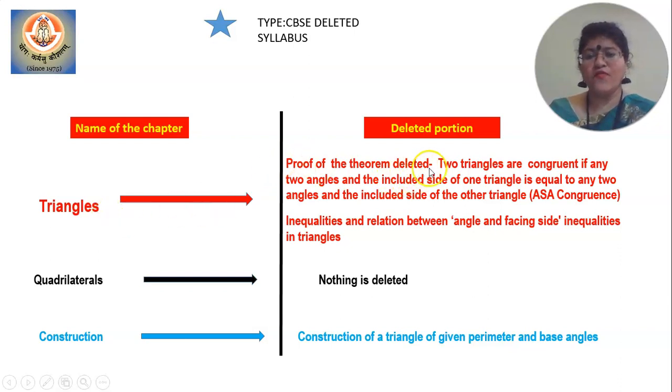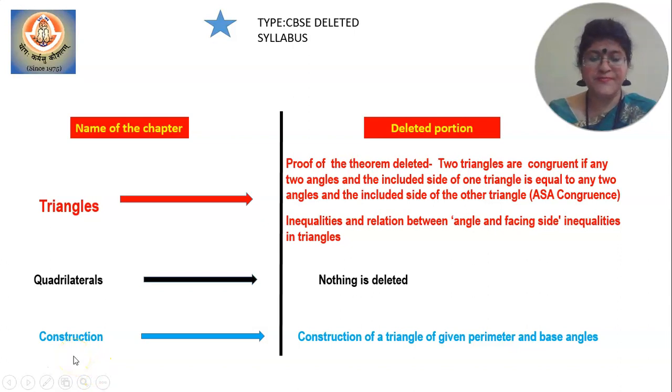Only the proof of these two theorems are deleted. So you don't have to go through these two proofs. You don't have to learn to prove them. It is deleted. But as and when we come to that chapter, we will discuss that in depth. Quadrilaterals. From quadrilaterals, again, nothing is deleted.